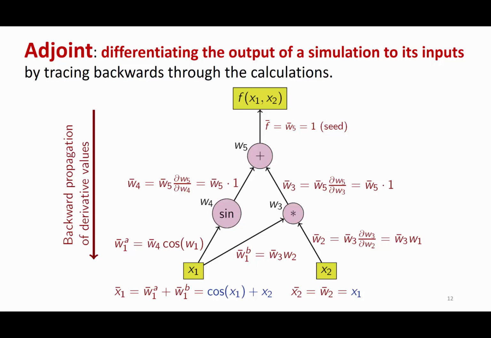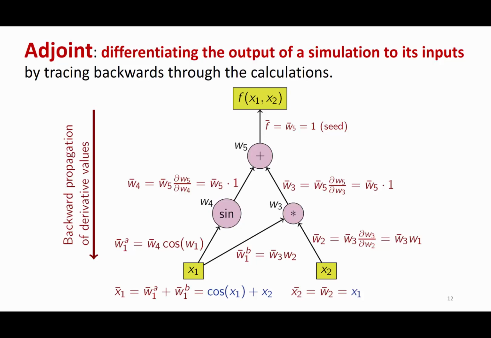And the process works no matter if I have 1 input, 2 inputs, or a million inputs. I always just need 1 sweep backwards through the calculation to compute the sensitivity with respect to all these inputs. That's the advantage of the adjoint method. You can perform sensitivity analysis with many inputs simultaneously with the same cost.